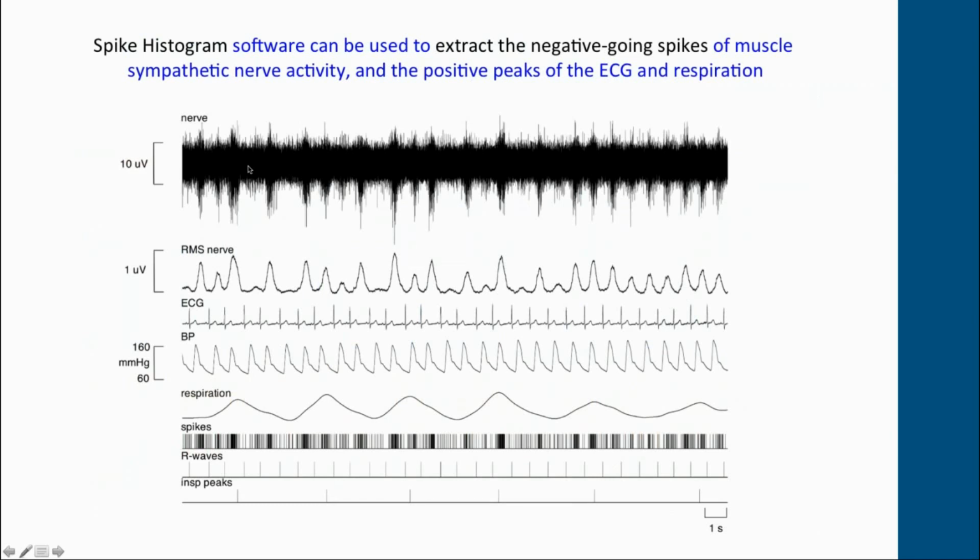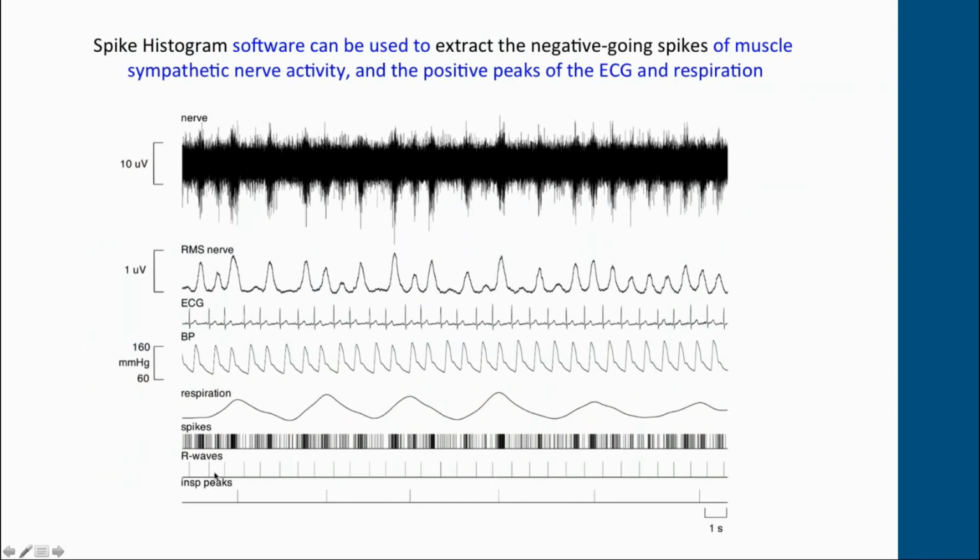So using the NeuroAmp, and using the spike discriminator software, we can extract the negative going spikes, and I'll come back to why we do this. But here, what I've done is extracted the negative going spikes from this multi-unit recording of muscle sympathetic nerve activity. Here you can see the RMS processed nerve, so you can see these bursts and you could count these bursts. But here, what I've done is displayed standard pulses, so unit events of the spikes being generated in this multi-unit recording.